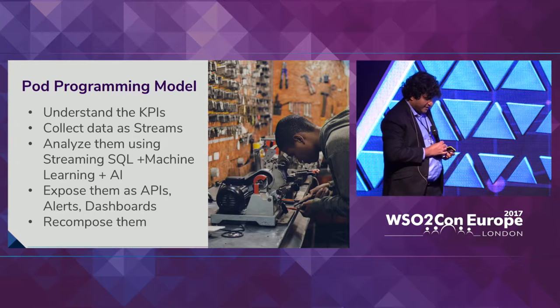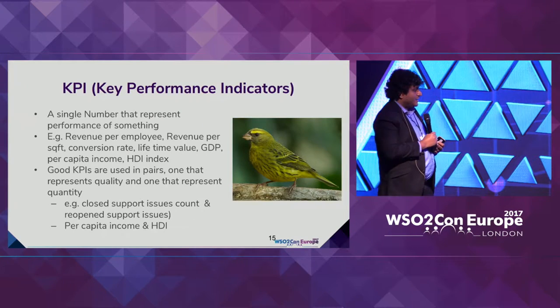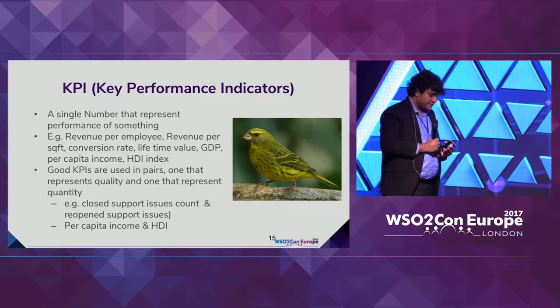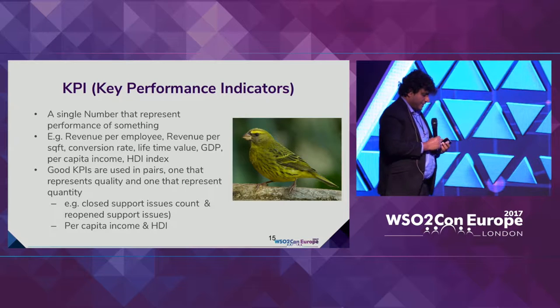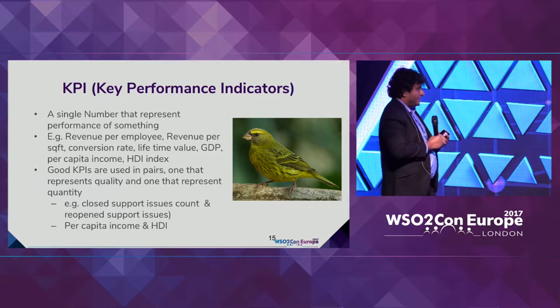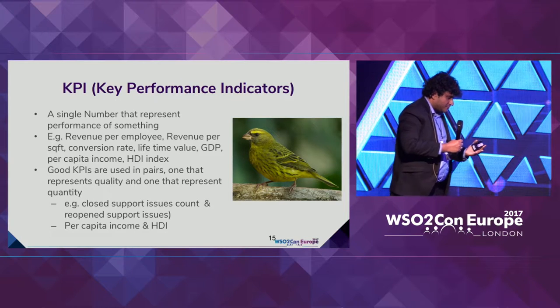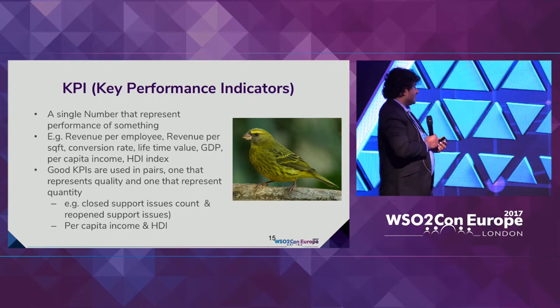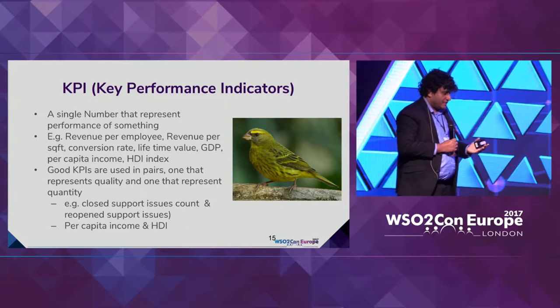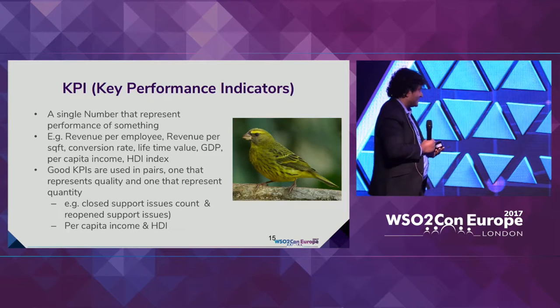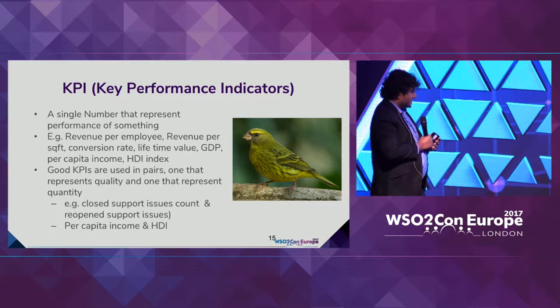First is KPIs, or key performance indicators. It's basically a single number which represents a certain value that will say something to you, a quantitative value or qualitative value. For example, as it says here, revenue per employee, the average response time, TPS, and so on. So the KPI is the first thing you would define in implementing a control loop.